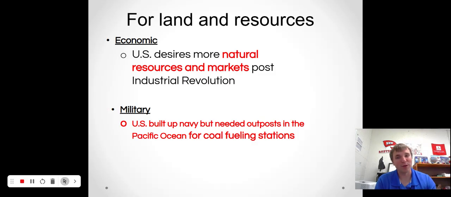Or why imperialism? Global politics, which on your notes it says political. I apologize. So under political, global, thinking about this in terms of the world. Again, like I told you, most of the countries around the world are imperializing during this time. The British, the French, the Germans, all these different places. So why might the United States feel the urge to also imperialize?